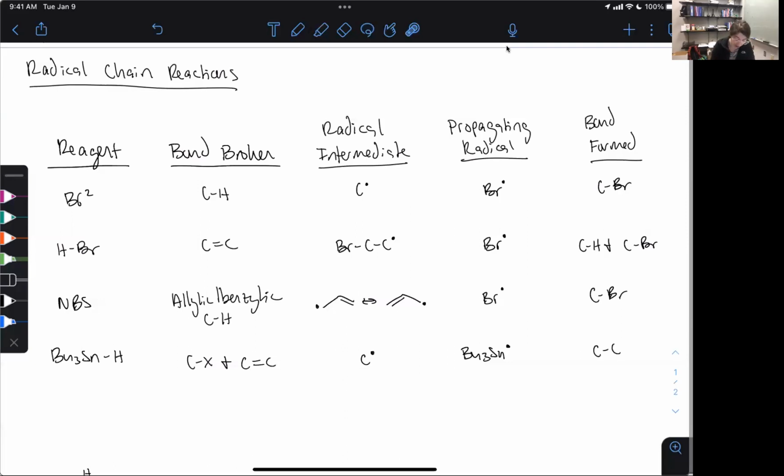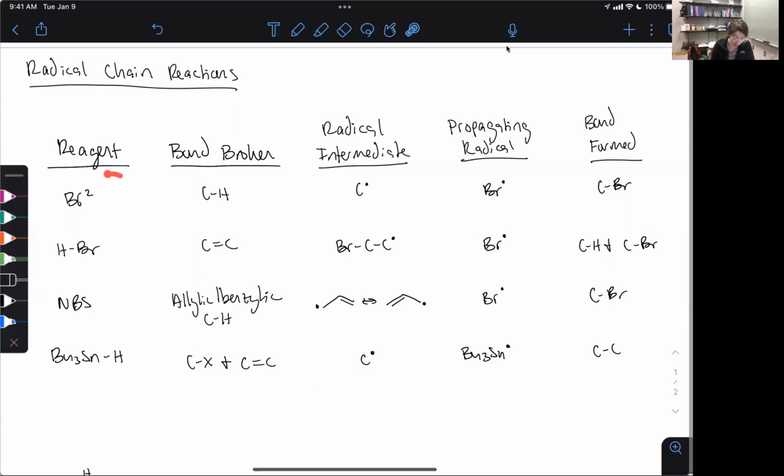So these are the different reagents that we're going to be using. We're going to see Br2, HBr, NBS, which I'll talk about what that is, and tributyl tin hydride. Okay, so these are the ones that we're going to cover. This one shows up only in the problems in your book, but I think it's a really important one and has done a lot of really neat chemistry. So we're going to cover it too, but we'll probably hit that on Thursday, not tomorrow. So the bond broken is going to help guide us to figure out what's going on.